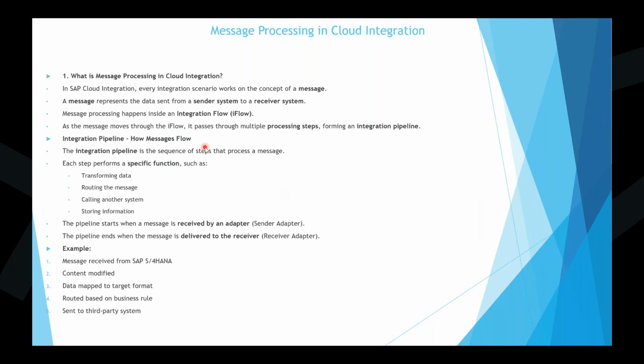So, a concrete example I'm going to give. SAP S/4HANA sends a purchase order. The sender adapter receives it. Then the content modifier adds a timestamp and sets a property to the target system. Mapping converts SAP field names EBELN and LIFNR to third-party field names like PO number and vendor ID in the SAP Integration Suite. So then it converts it.